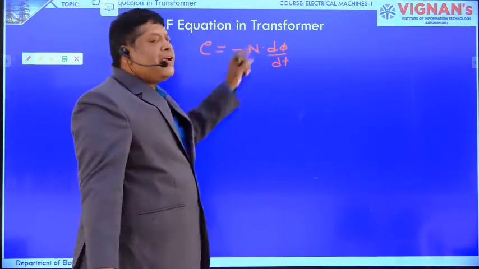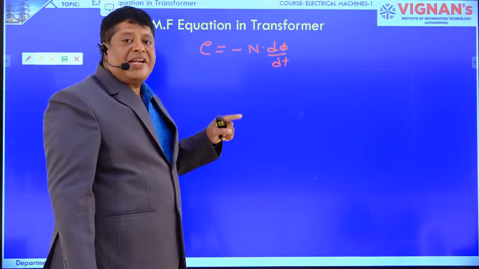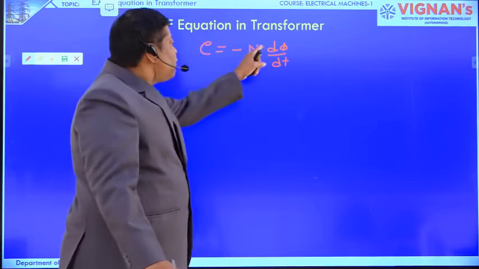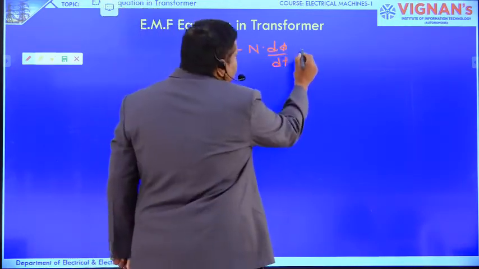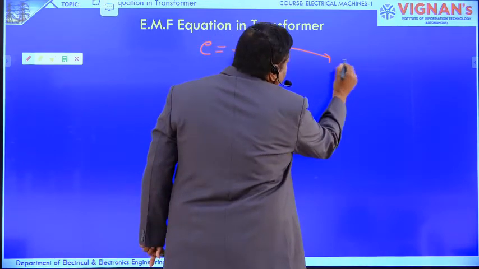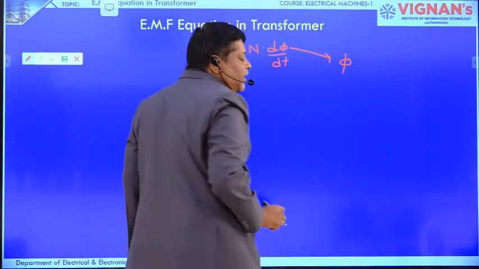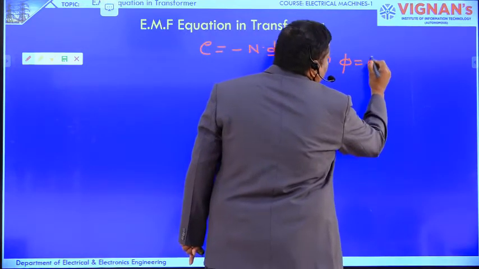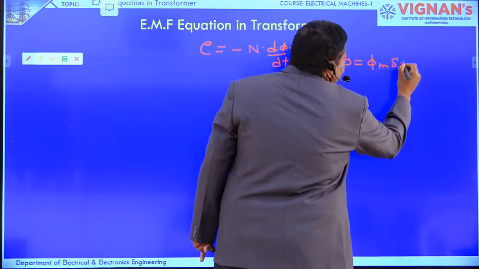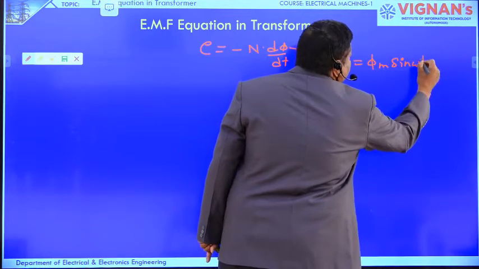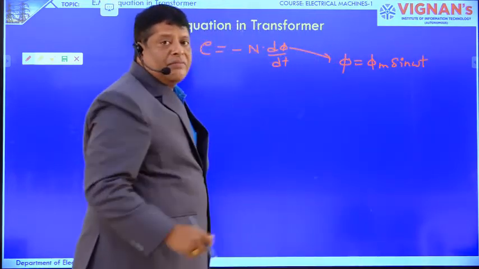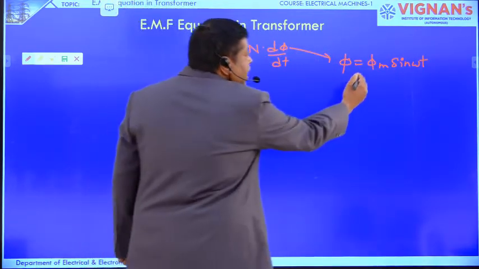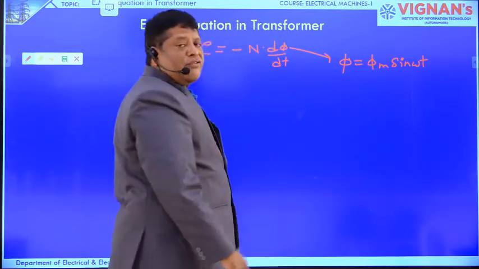What is φ here? The flux is created by the primary winding. The nature of this flux is instantaneous flux, which changes with respect to time. This flux equals φm into sine omega t. We write it mathematically like that because it is a sine wave, and φm is the maximum value.